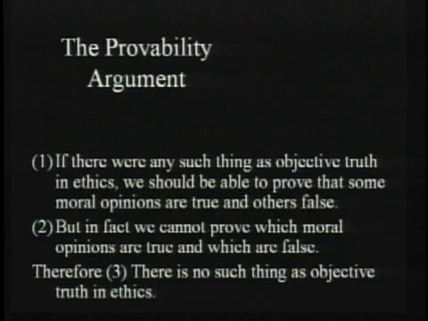use this abbreviation scheme. Call the claim that there is such a thing as objective truth in ethics O, and the claim that we can prove that some moral opinions are true and others false, P. So there is such a thing as objective truth in ethics, call that statement O, call the claim that we can prove that some moral opinions are true and others false, P. Using that abbreviation scheme, what does premise 1 say?